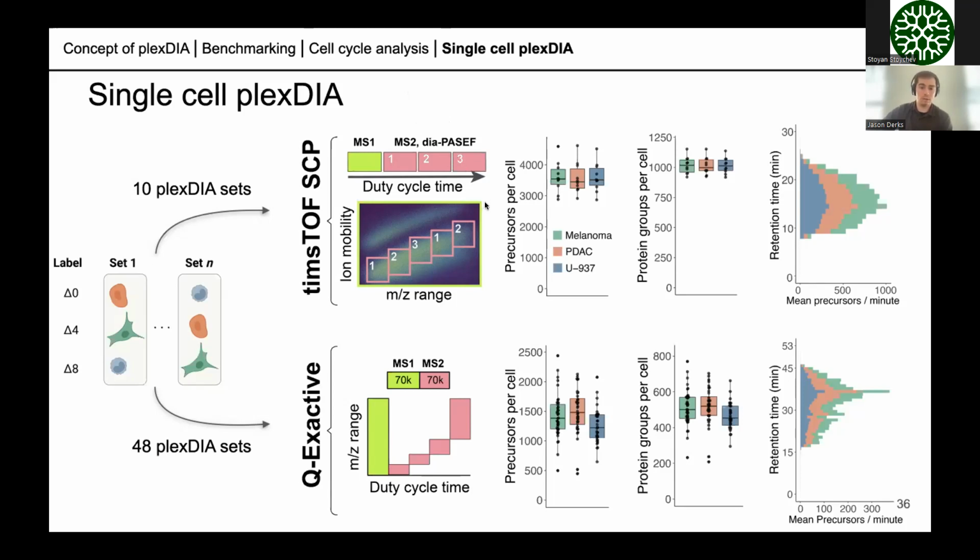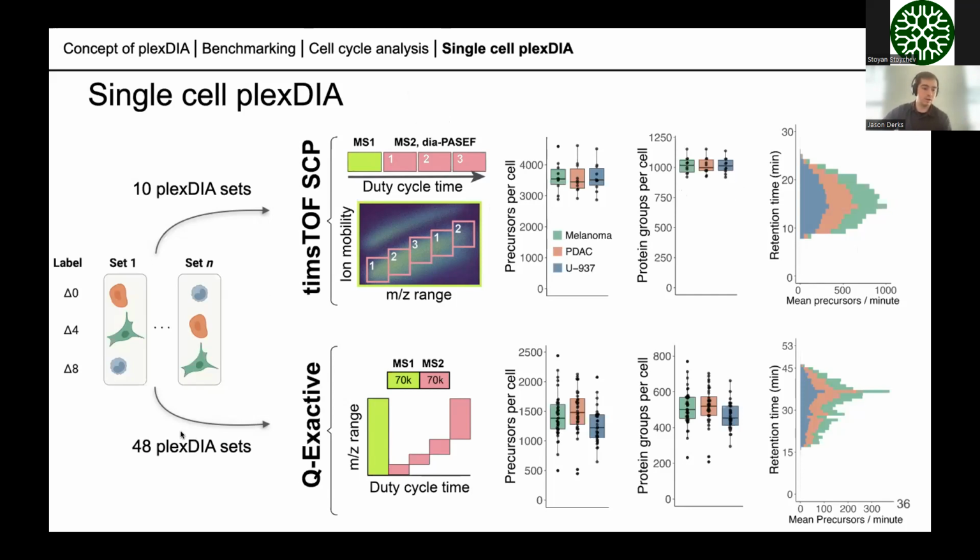And the data that we got, we identified about 3.5 thousand precursors per cell, and then about 1,000 proteins per cell as well. And we did this on a 15-minute active gradient. So it took about 5 minutes of active gradient per cell, and we're getting about 1,000 proteins per single cell.